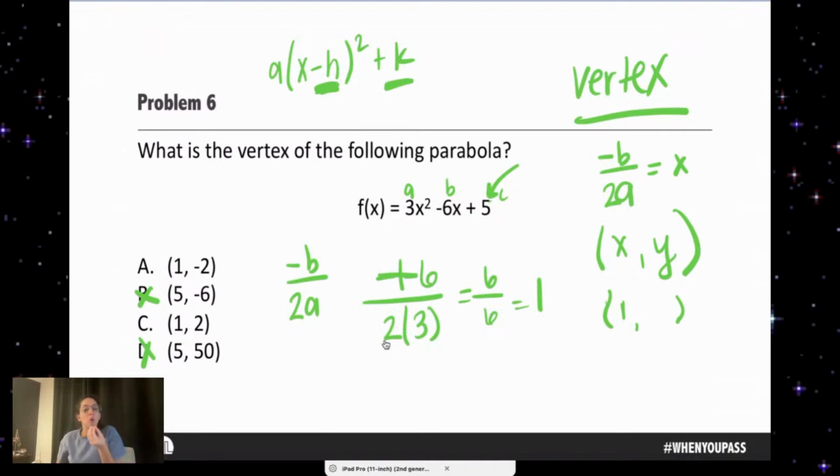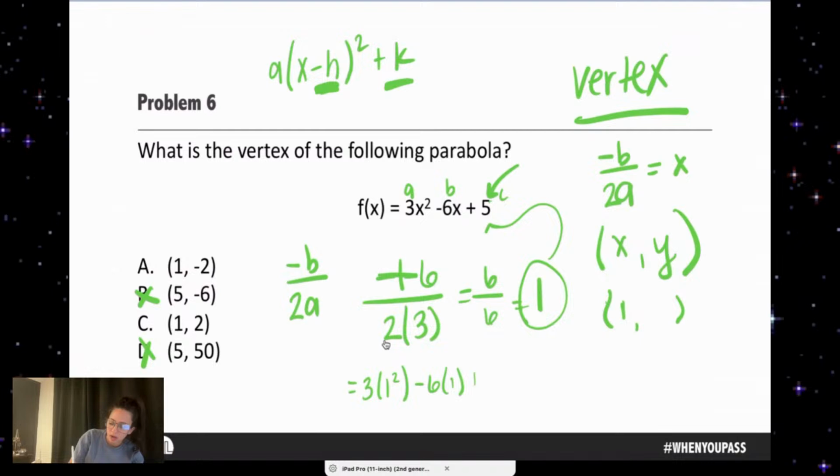Now, the y part of my vertex is going to be: take the 1, plug it back in. So 3 times 1 squared minus 6 times 1 plus 5. 3 minus 6 plus 5. 3 minus 6 is negative 3, plus 5 is 2. So C is the correct answer.